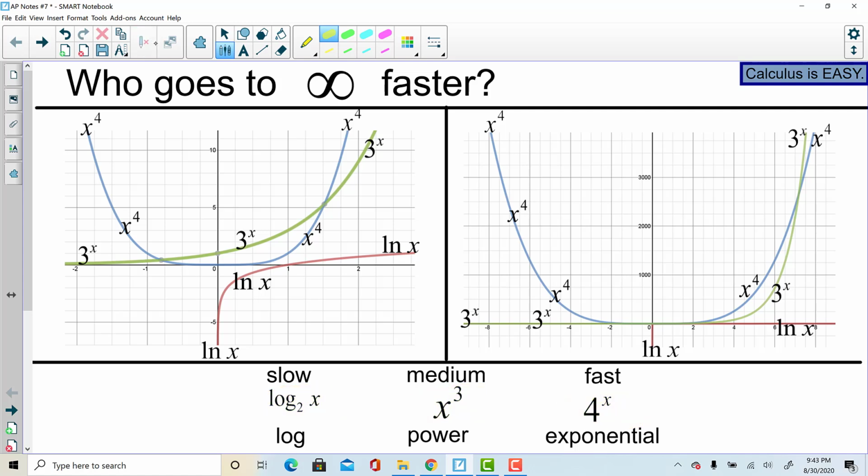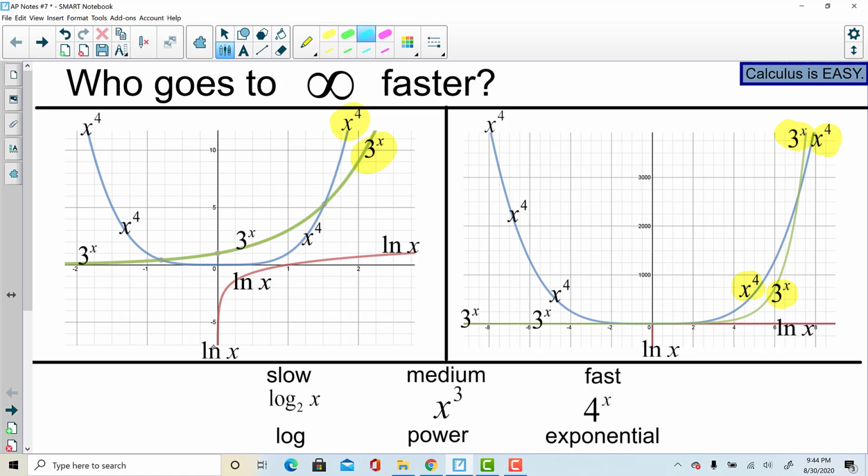So we're going to look at the graph. If you're zoomed in too much, you might not see what actually happens. It almost looks like x to the fourth goes to infinity faster than 3 to the x. Now if you zoom out just a little bit, you can see the x to the fourth and the 3 to the x. If you go a little bit more to the right, you can see 3 to the x takes over, and it's actually going to infinity faster than x to the fourth.